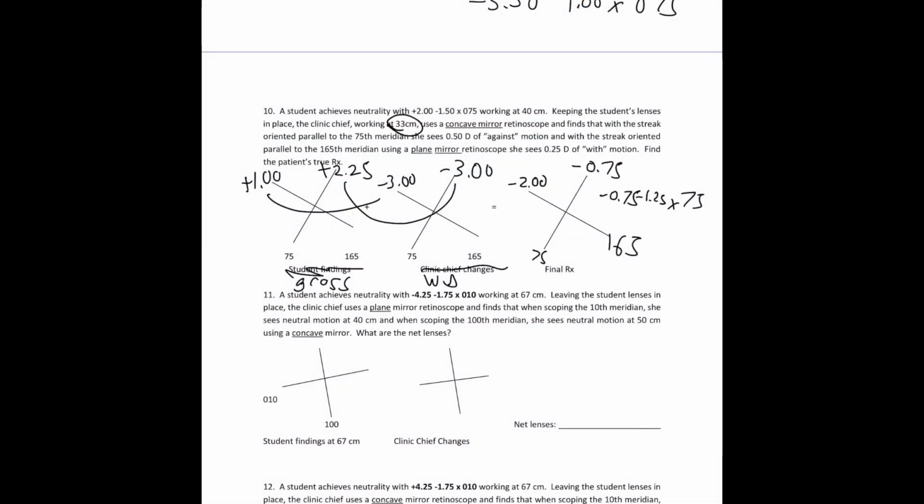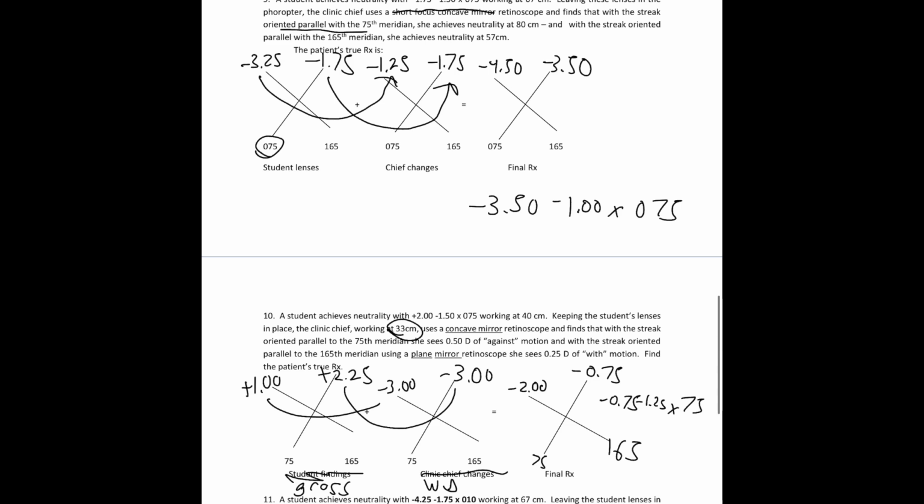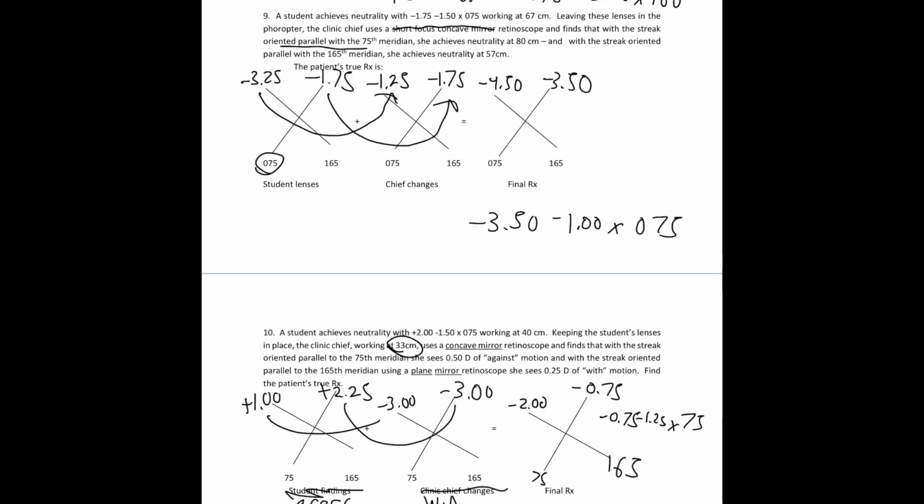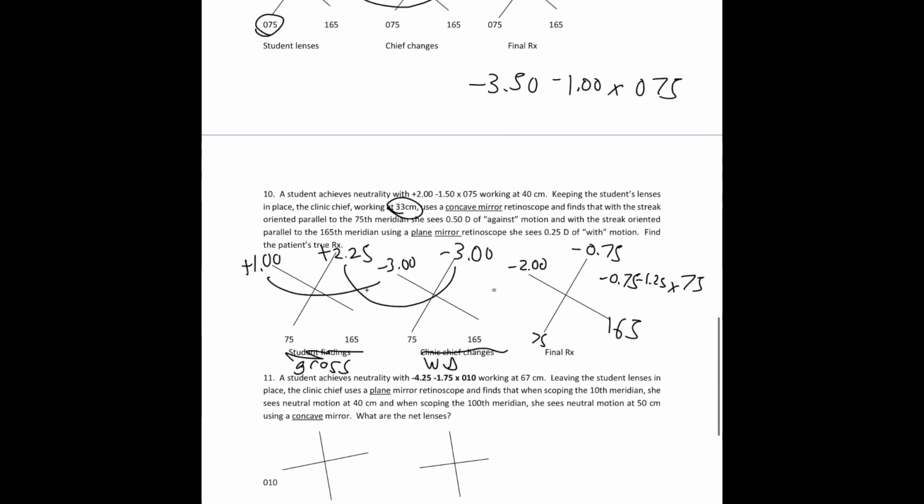Okay, so these are the two main kinds of problems you're going to see. Okay, so in one case, you have the student who sees a particular prescription when doing retinoscopy, and then the chief leaves those lenses in place, but finds neutral at different working distances. So in that case, you just put the student's lenses on an optical cross, you take out the chief's working distance, and that's your final prescription.